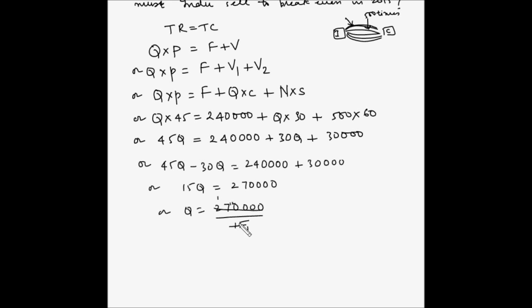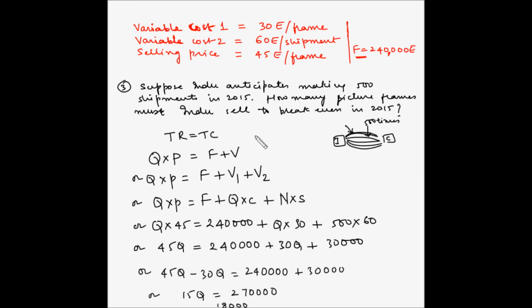So 12 carry over. So we have to divide 120 by 15. So 15 8s are 120. So 8 and then these 3 zeros. So Q is equal to 18,000 frames. So Indu has to sell 18,000 frames in order to break even with 500 shipments.